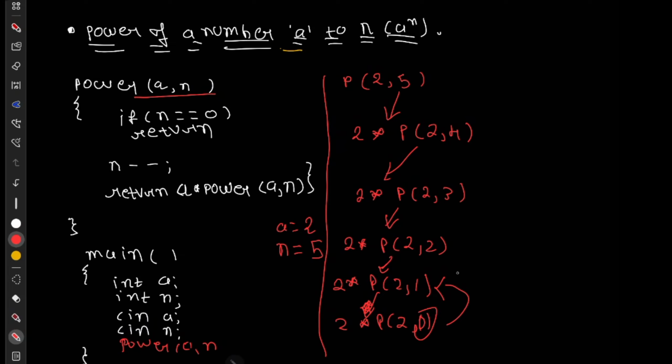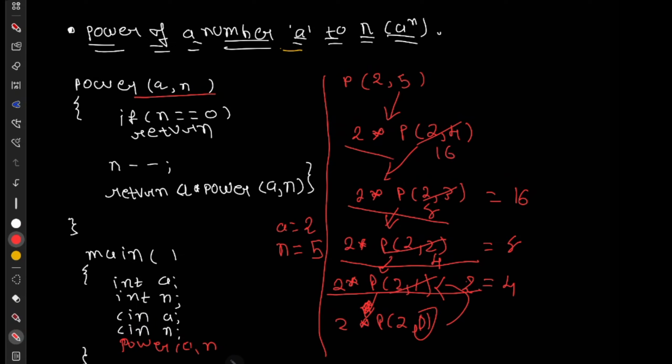The value of 2 comma 1 is 2, so ultimately the value of this part is equal to 4. The value of 2 comma 2 is 4, so the value of this part is 8. The value of 2 comma 3 is 8, so the value of this part is 16. The value of 2 comma 4 is 16, so the value of this part, meaning the value of 2 comma 5, is 32, equal to 2 raised to 5, and this is our answer. So I hope you understand all these three questions and understand what recursion is. In the next video we will discuss recursion in more depth and solve more questions.